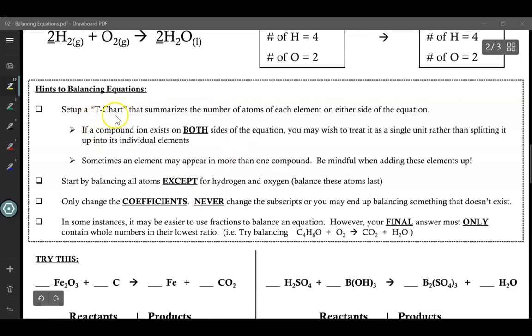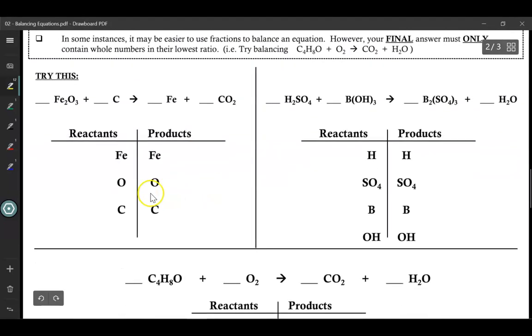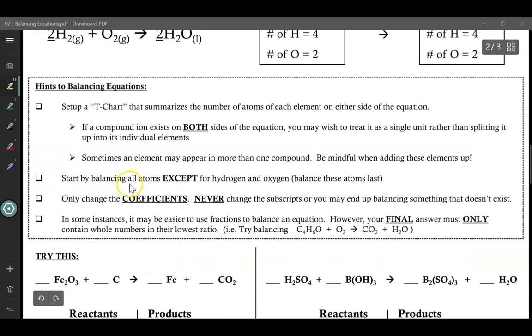Now here are some hints we can use to help us balance the equation. First, I like to set up a T-chart that summarizes the number of atoms of each element on either side of the equation. I call it a T-chart because it looks like a T. Now, start by balancing all the atoms except for hydrogen and oxygen. Try to leave these atoms for last. It won't always work, but 9 times out of 10, it's a good way to start the balancing process.